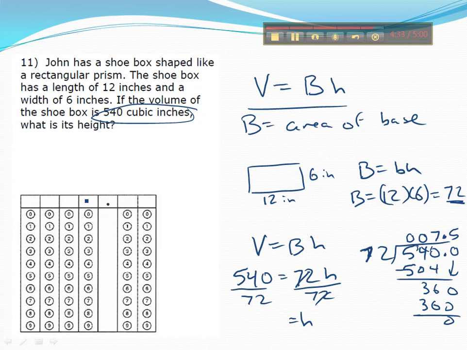So 7.5 is the answer. The height of that rectangular prism must be 7.5. I rushed a little bit at the end there, but double check that division, check all the work, and we'll pick up the review with problem 12 on the next video.